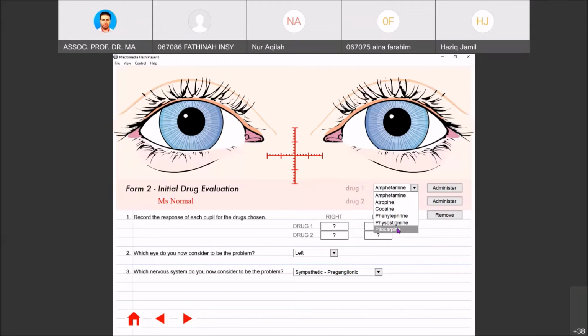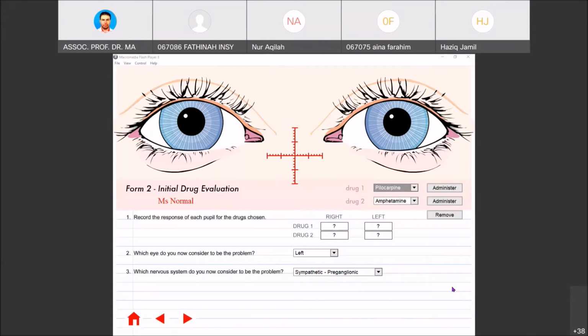Because the muscarinic receptors are on the circular muscles of the eye, supplied by which nerve? Sympathetic or parasympathetic? What is miosis? Pupillary dilation or constriction? It is the constriction. Okay, constriction. That is what we are going to try now.